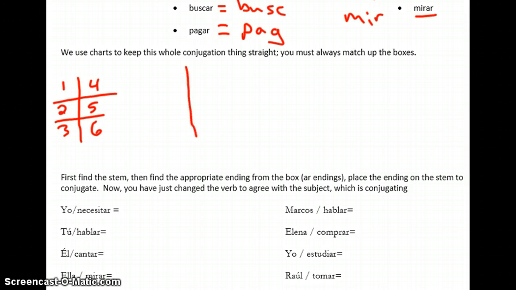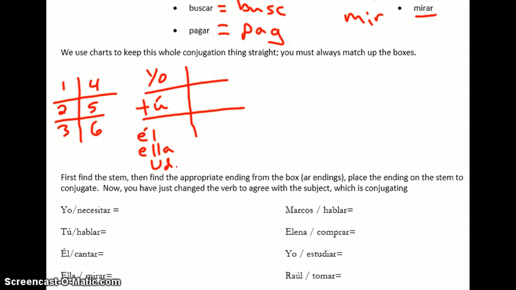And we're going to look at our pronouns real fast. You're going to write yo, tú, and then we need 3 things down here. We need él with an accent, ella, and the infamous usted. We're actually, in this chapter, not going to use this side of the chart.